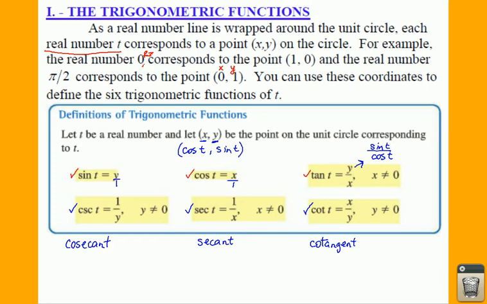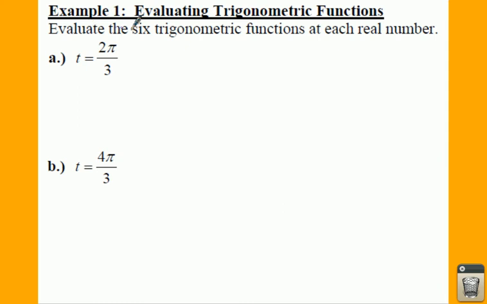Alright, well, let's try to figure out how we can use these and find some of our trig values. So if we're trying to find our 6 trig functions for each real number, that means we need to find our sine of t, cosine of t, and our tangent of t.